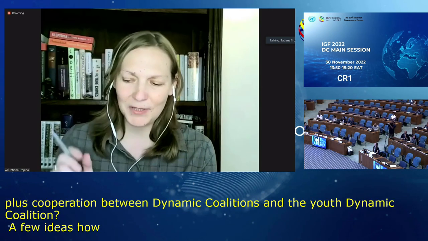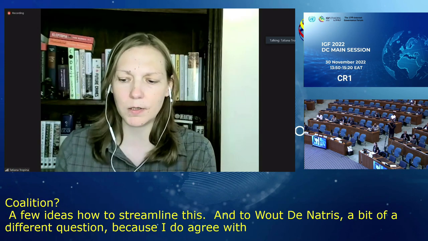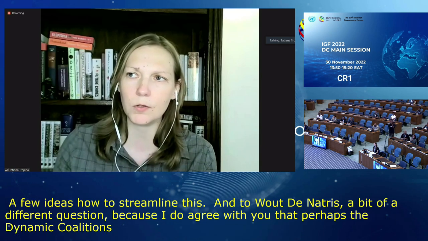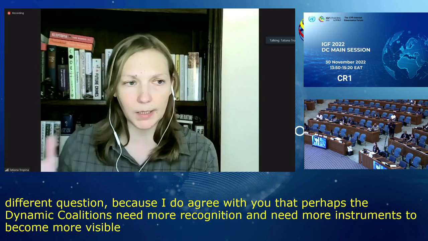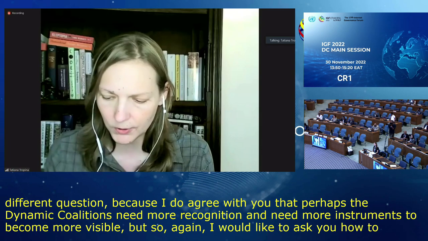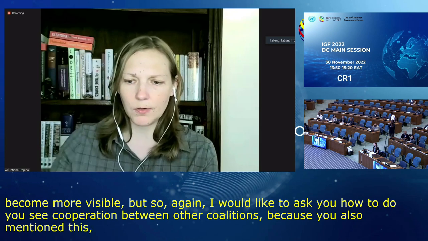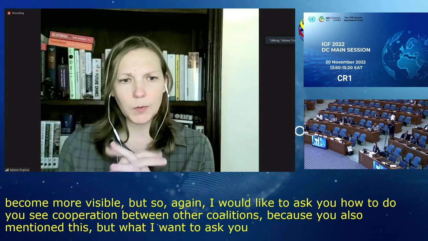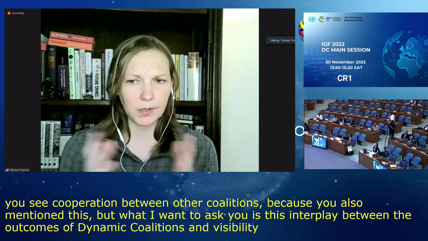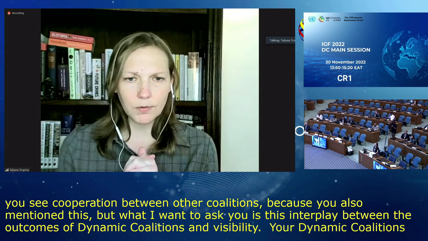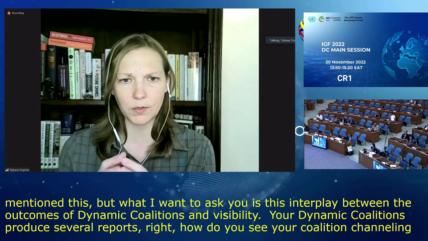And to move to a bit of a different question, because I do agree with you that perhaps the dynamic coalitions need more recognition and need more instruments to become more visible. But again, I would like to ask, how do you see cooperation between other coalitions? Because you also mentioned this, but what I wanted to ask is about the interplay between the outcomes of dynamic coalitions and visibility. Your dynamic coalition produces several reports, right? How do you see your coalition channeling this outcome, delivering these results in the broader context of the IGF Plus?